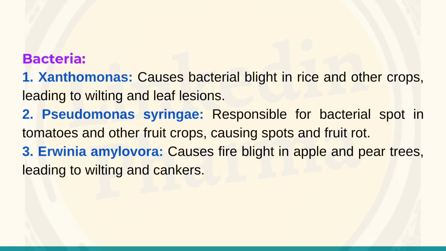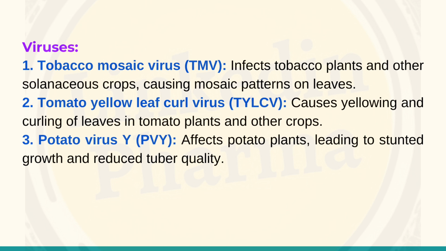Erwinia amylovora causes fire blight in apple and pear trees, leading to wilting and cankers. Viruses. Tobacco mosaic virus, TMV, infects tobacco plants and other solanaceous crops, causing mosaic patterns on leaves. Tomato yellow leaf curl virus, TYLCV, causes yellowing and curling of leaves in tomato plants and other crops.